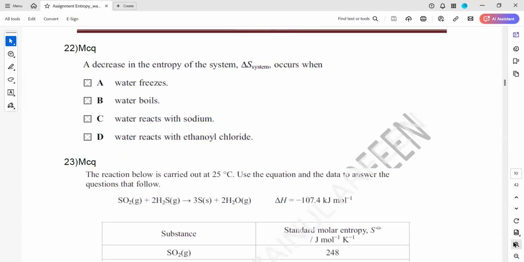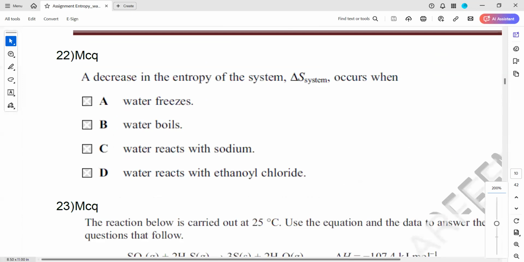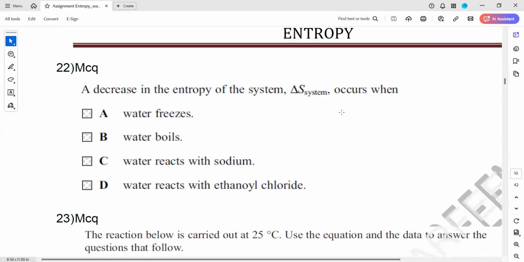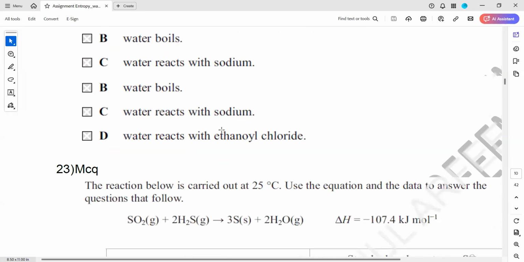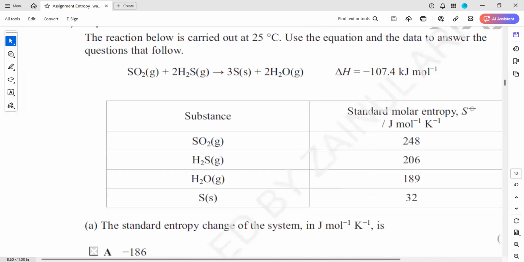Question 22. A decrease in entropy of a system, like the entropy of a system is decreasing. Which change will decrease the entropy of the system? So entropy increases with temperature. If you see, we are decreasing the temperature, so water freezes, that's why the entropy will decrease. Rest all of the remaining are exothermic reactions.